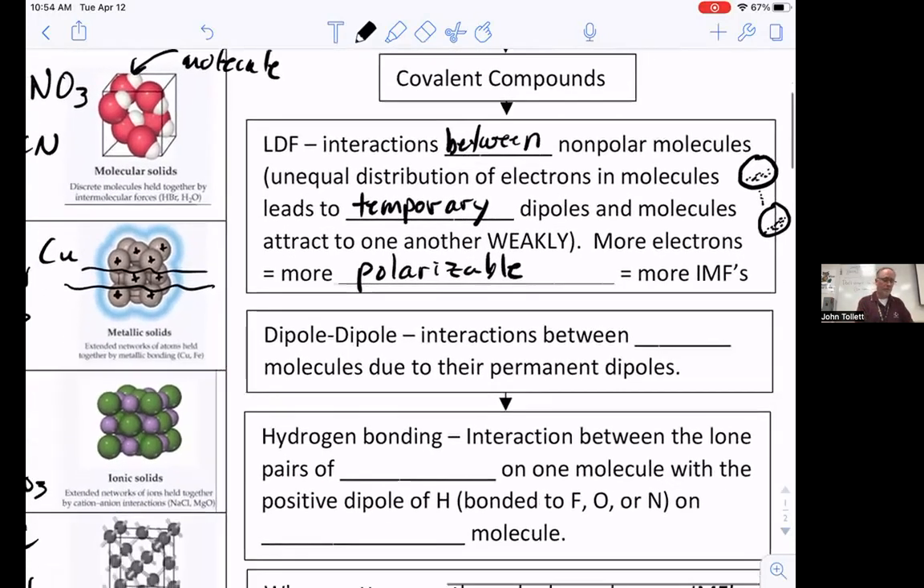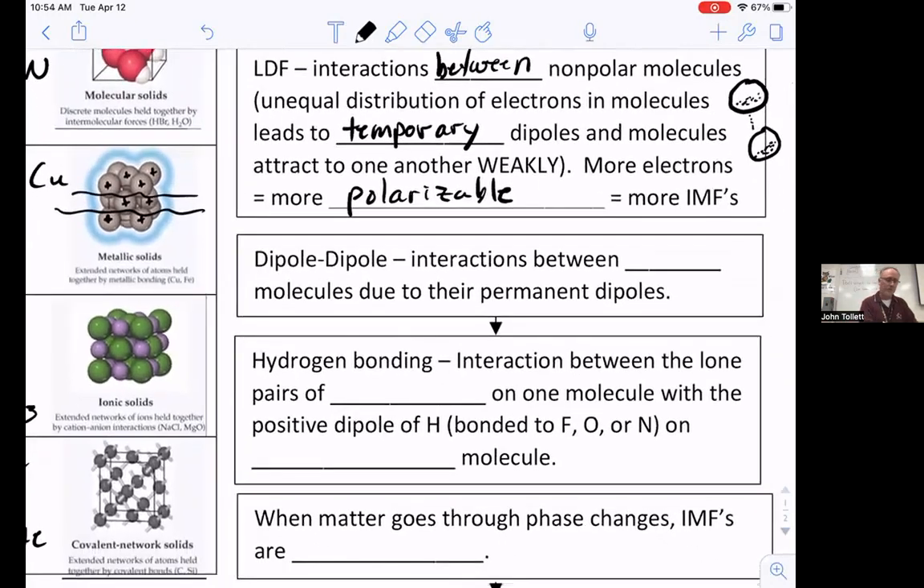Now, dipole-dipole interactions are going to be between polar molecules. These polar molecules, which have a permanent dipole, will generally have stronger attractions than the LDFs. Now, that's not always true. If something has a ton of polarizable electrons, like I2, then the LDFs might be stronger than dipole-dipole.